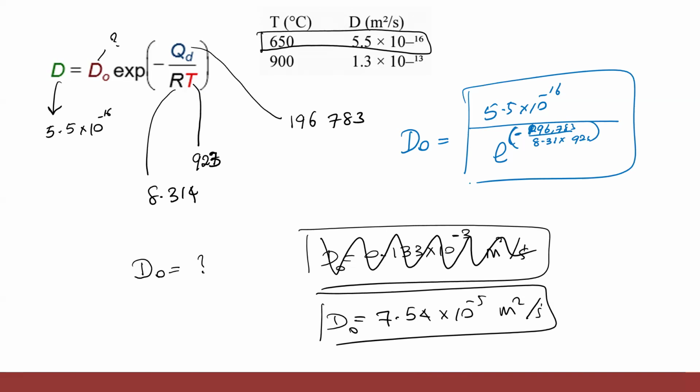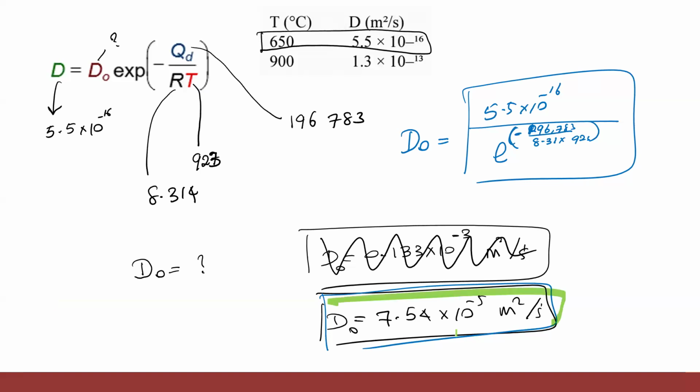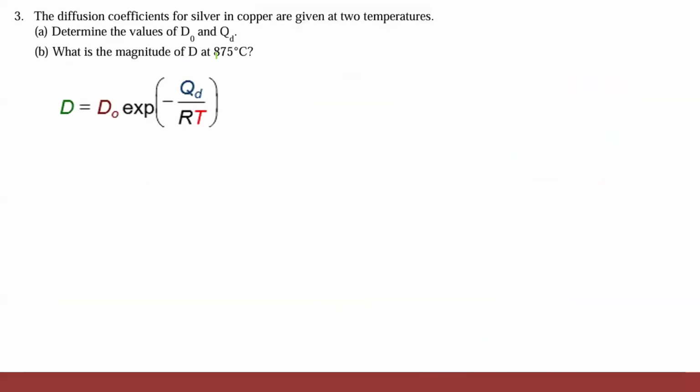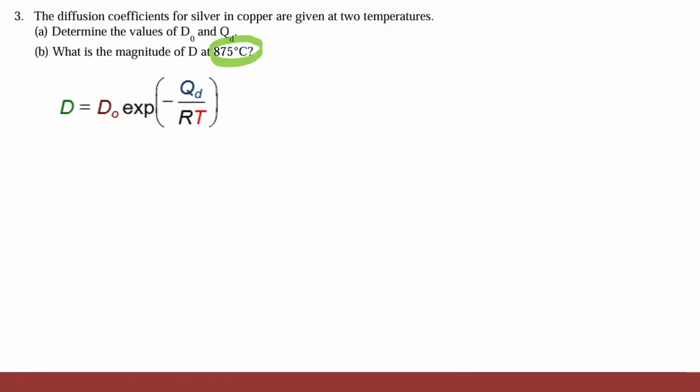Now there is another part of the question. So you have already found the D naught and Q. So use that. They are asking you to find another diffusion coefficient when the temperature is this. So you already know your D naught and Q, isn't it? So using the D naught and Q, you need to find the D for this particular temperature. Again, temperature needs to be in kelvins, so you need to add 273 here.